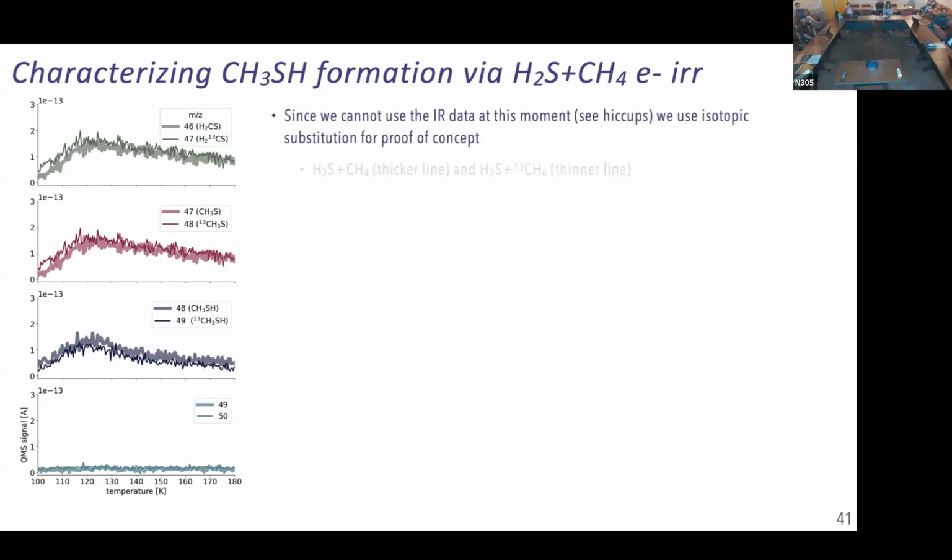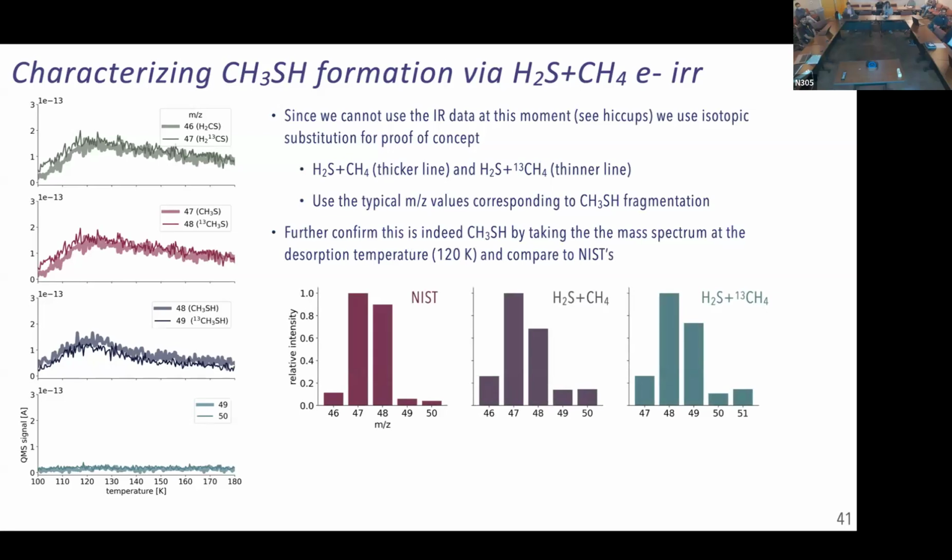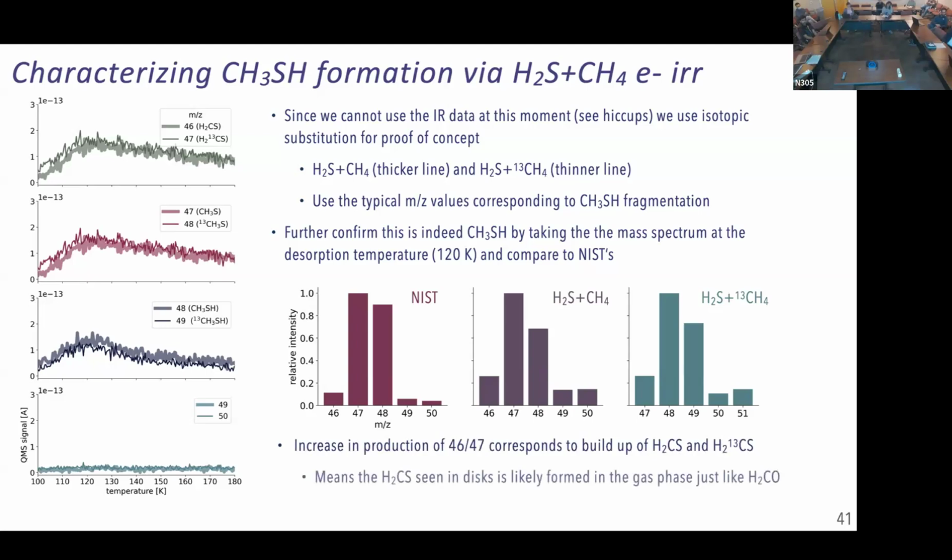And another way that we can actually look at this is by integrating at the peak and comparing it to the NIST webbook. And so this is just the fragmentation pattern that I was explaining. And this relative fragmentation pattern for these matches. But I do want to point out that we get this enhancement of 46 and 47, which is H2CS. And this is similar to what happens with H2CO.